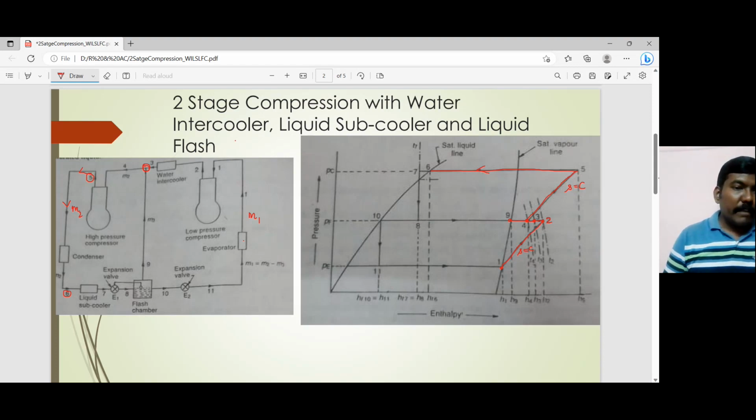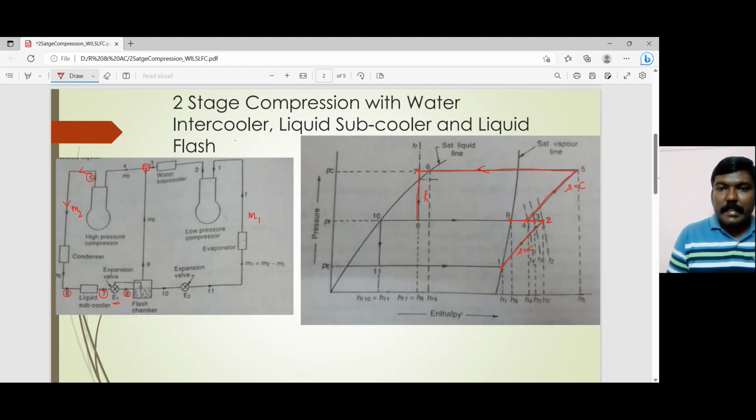Then we have a liquid subcooler where the refrigerant is subcooled to condition 7. So from 6, I am moving to 7. This is my point number 7. Then from 7, it enters into an expansion valve. You can look at that in the layout over here. The expansion valve is mentioned as E1. The refrigerant which is subcooled enters into the expansion valve and expands, and that expansion is shown here as 7-8.